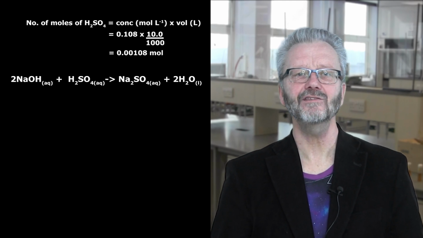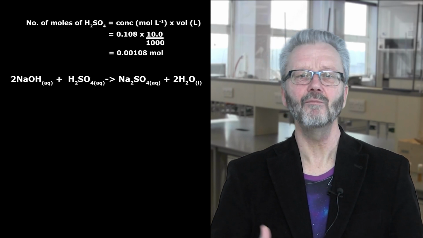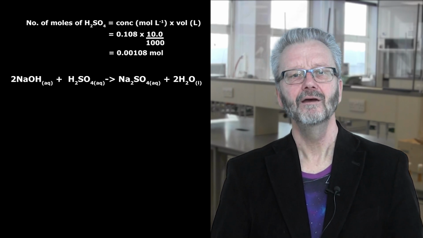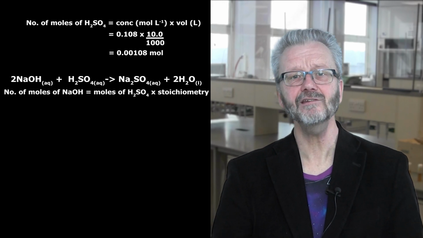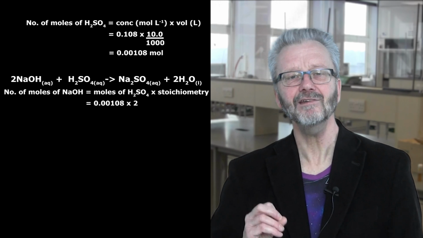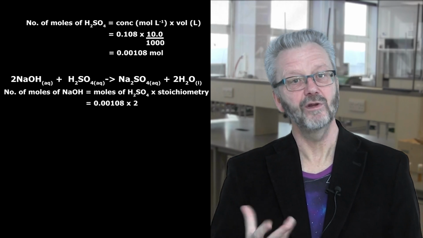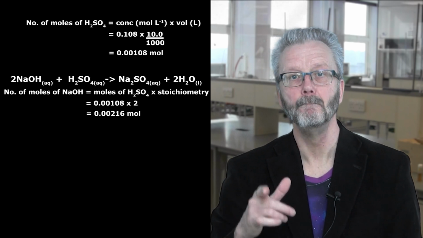We write that as the number of moles of sodium hydroxide is equal to the number of moles of sulfuric acid multiplied by the stoichiometry. In this case, that's 0.00108 times 2, which yields 0.00216 moles.